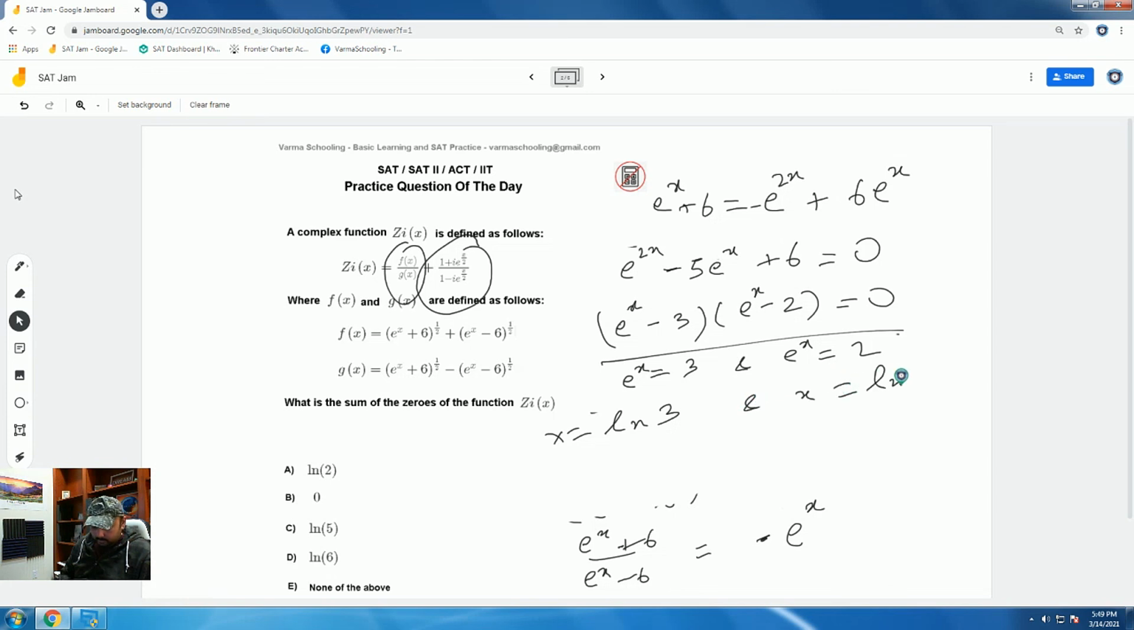Now that should be one of the options here, but they don't have log natural 2 as a choice, but they do have log natural 6, because when you add, they say sum. Now if I wasn't reading the question that it's a sum, I'd be like, hey, maybe it's a, but that's not the case. It is looking for the sum of log natural 2 and log natural 3, which is log natural 6. So ln 3 plus ln 2 equals ln 6.